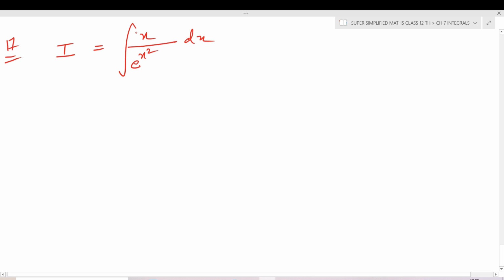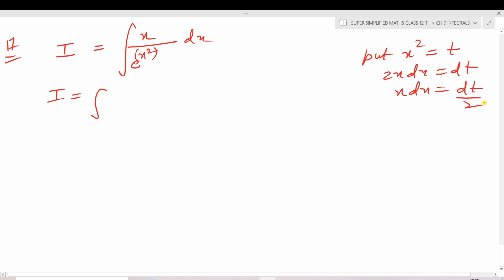Now here students, you can see that again you have a composite function. So in the denominator you have e raised to the power x square, and if I put this x square to be t, differentiating both sides, 2x dx is dt. So I can write that x dx is dt by 2. So this x dx is dt by 2, and e raised to the power x square means e raised to the power t. So I can write 1 by 2 dt upon e^t.